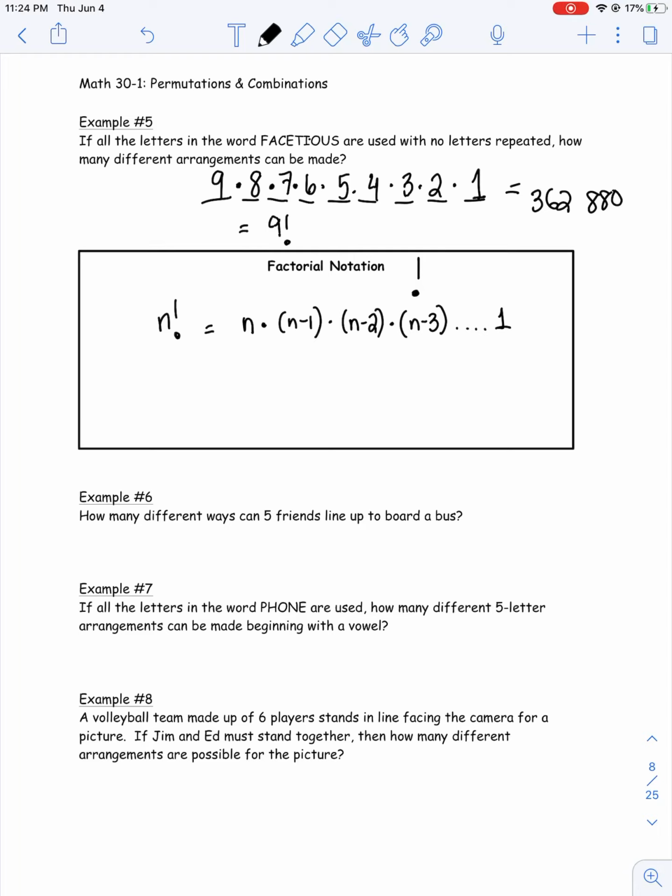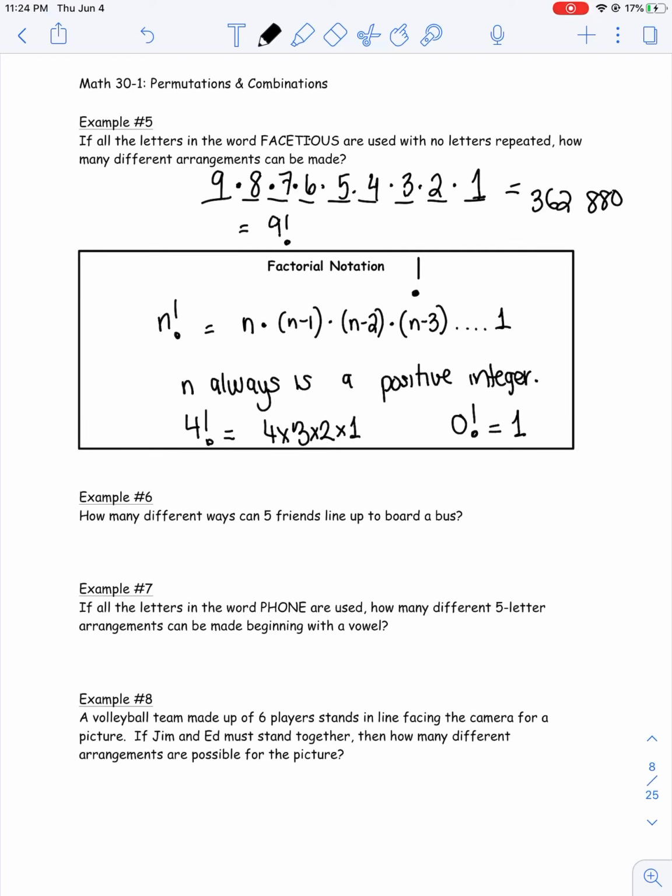So this can be used whenever you have numbers counting down to 1, and your n always is a positive integer, or as you know them, whole numbers only. So if I have 4 factorial, what that really means is 4 times 3 times 2 times 1. And another thing we need to keep in mind is that 0 factorial, if you put that into your calculator, is actually equal to 1. So that's a rule that we need to remember.